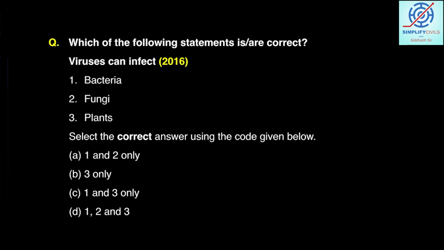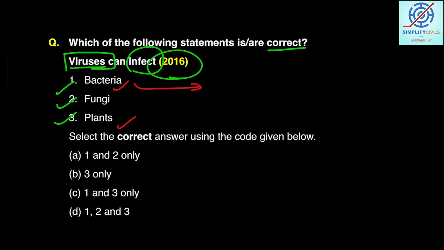Okay, let's go ahead. Another question came on the virus in 2016, and this question is with respect to whether the topic is correct or not. You can see the virus topic, even before the coronavirus situation of 2020, was a favorite topic of UPSC. This question asked which of the following, bacteria, fungus and plants, can be infected by a virus. Students, viruses can infect plants, and they can infect bacteria also. Those viruses which infect bacteria are called bacteriophage.